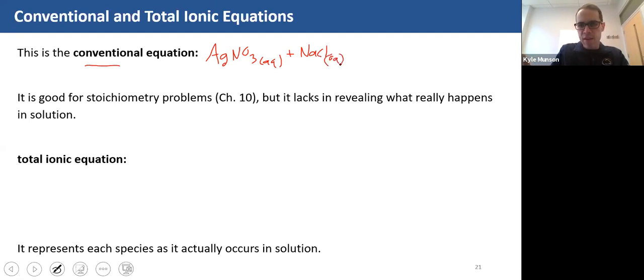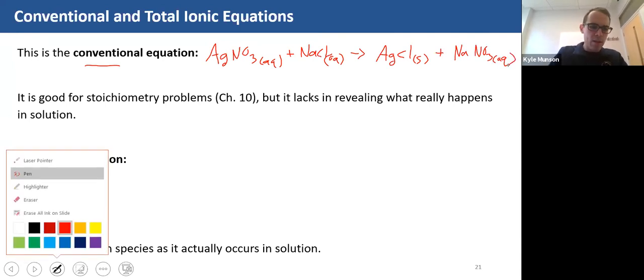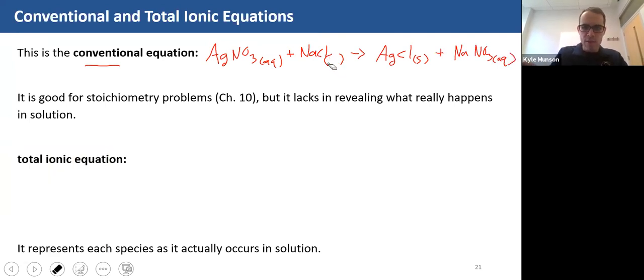That's supposed to be an AQ, okay? Let me move my screen here. Silver chloride, solid, plus sodium nitrate, aqueous. Okay. Can I try to fix that guy? Is it even worth it to try? I think it's worth it to try. So yeah, there we go.